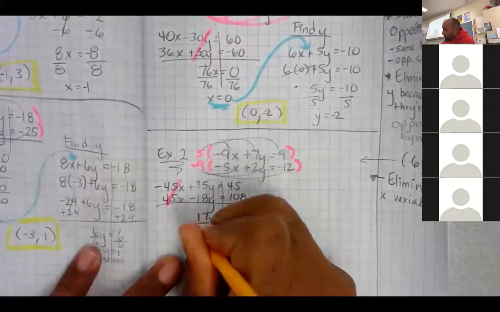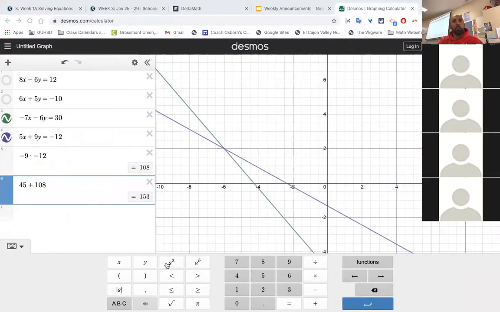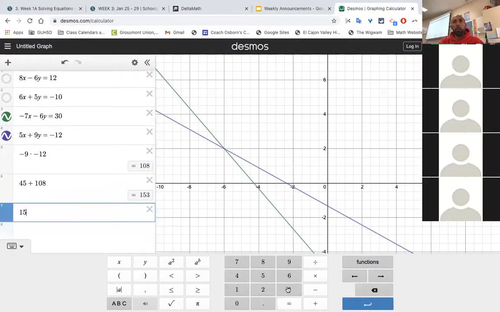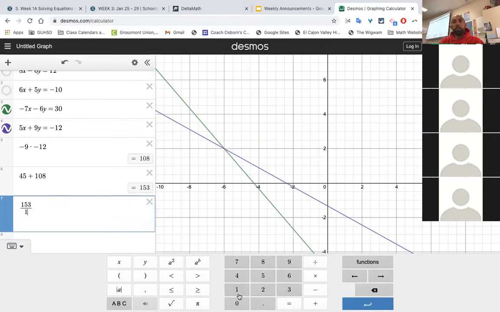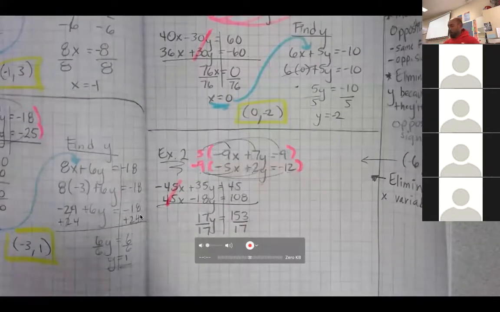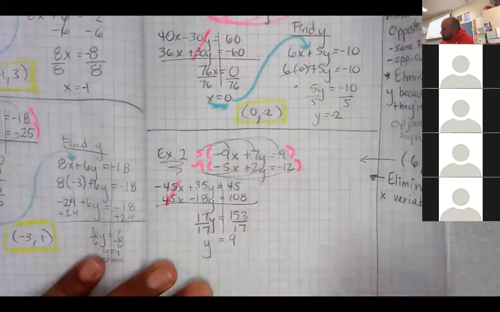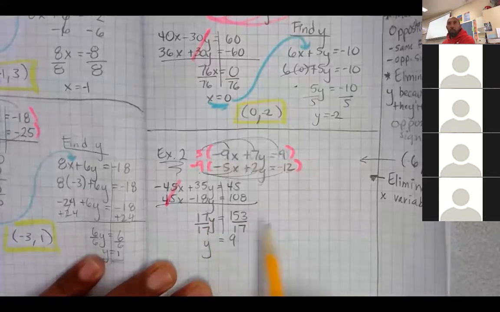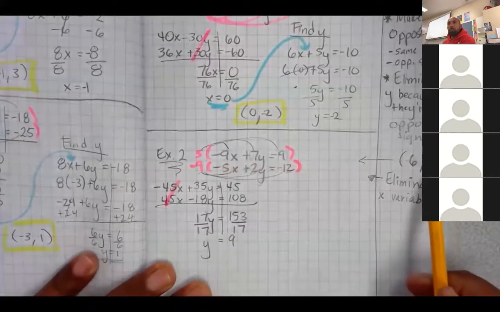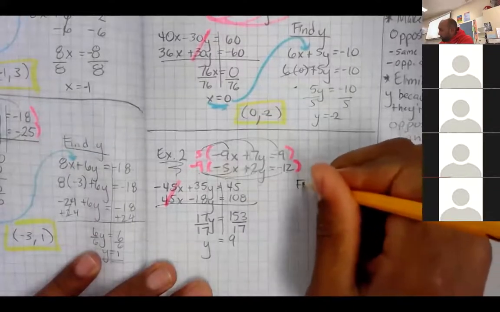And then I have to divide by 17 on both sides. No shame in the calculator game. All right, divided by 17 is 9. Even your teachers use it. All right, so y is 9. Are we on the right track? Yes, we are. Okay, so now we just have to find our x. So find x.